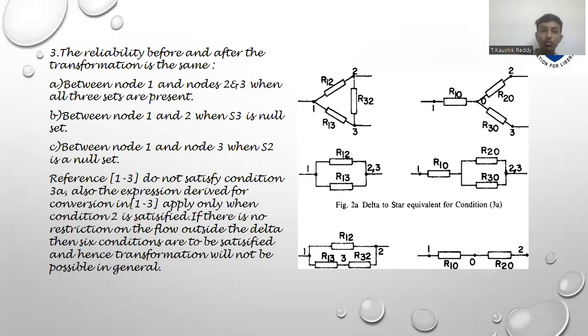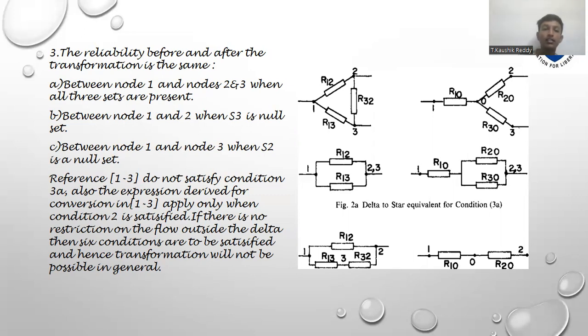Between node 1 and nodes 2 and 3, when all 3 sets are present. Between node 1 and 2, when S3 is a null set. Between node 1 and 3, when S2 is a null set. References 1 and 3 do not satisfy condition 3A. Also, the expression derived for conversion in 1 and 3 applies only when condition 2 is satisfied. If there is no restriction on the flow outside the delta, then 6 conditions are to be satisfied, and hence transformation will not be possible in delta.